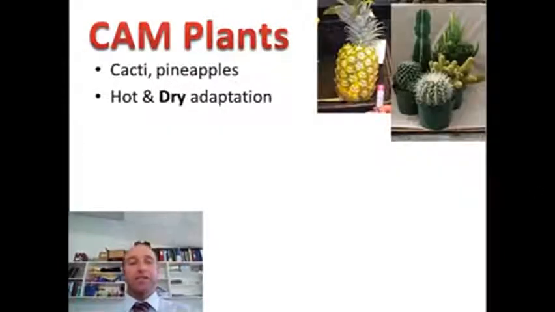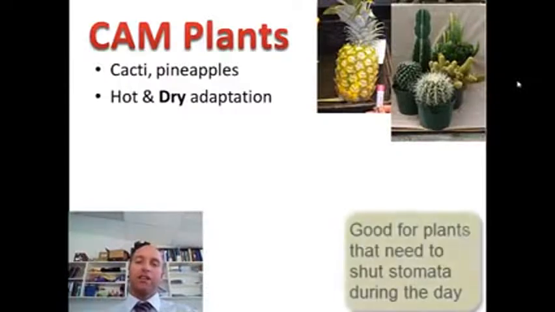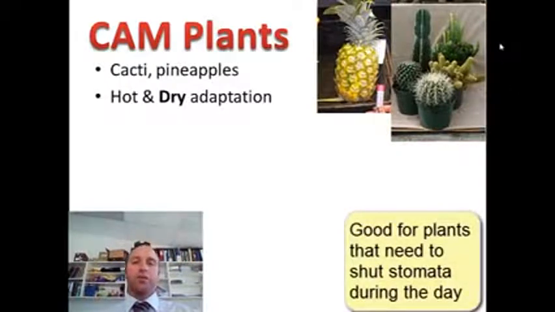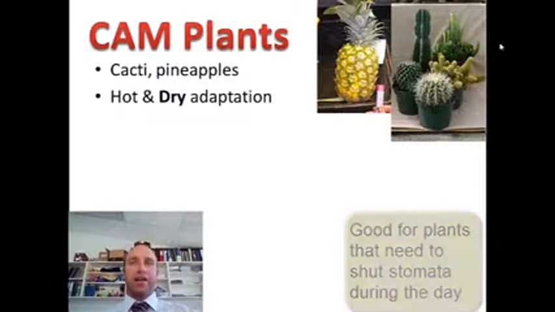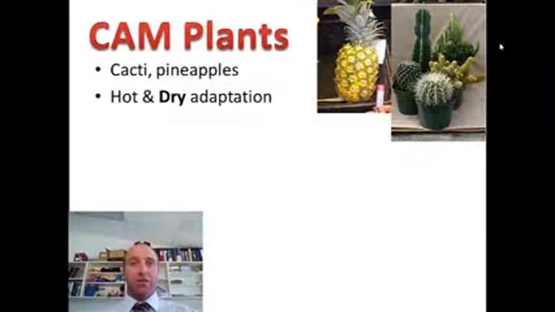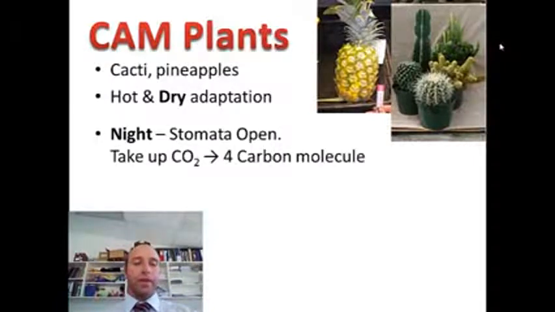An alternative adaptation that plants have to hot conditions is CAM photosynthesis, and some classic examples here are a whole range of cacti, desert plants and pineapples. Again it works well in hot conditions but particularly in dry conditions, and this is well suited for plants that only open their stomata at night time. During the daytime it's just too hot for them to have their stomata open and to be losing all that water through transpiration through the stomata.